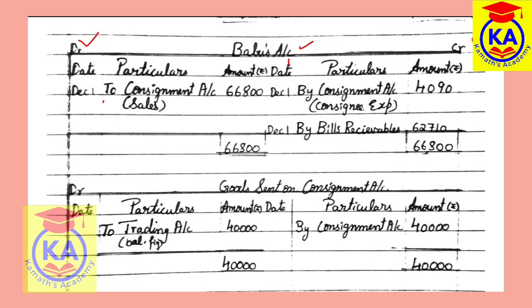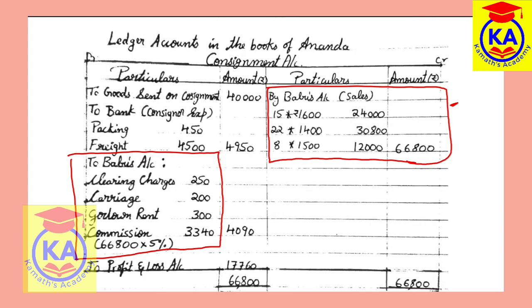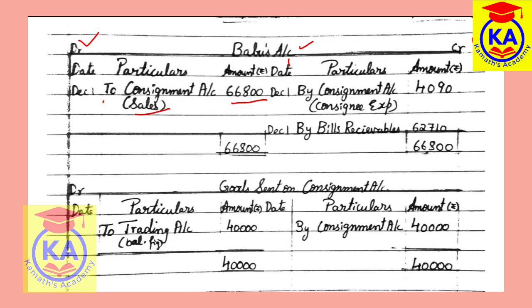See, to consignment account, that is sales, 66,800. See, in credit side of consignment account, 66,800 was mentioned. Now, the same thing, same amount, have to write as to consignment, in bracket sales, amount is 66,800, date is December 1.